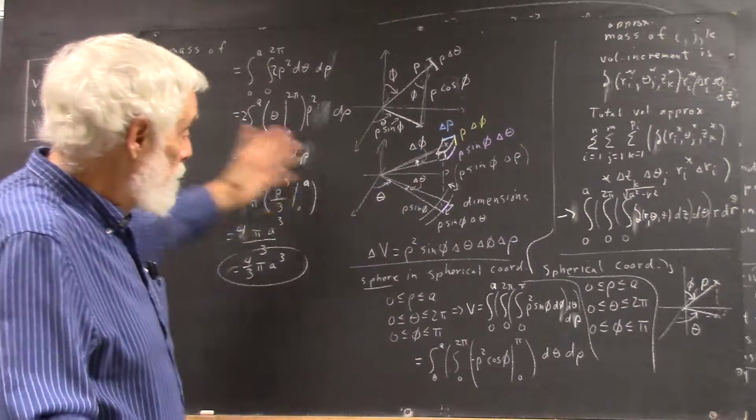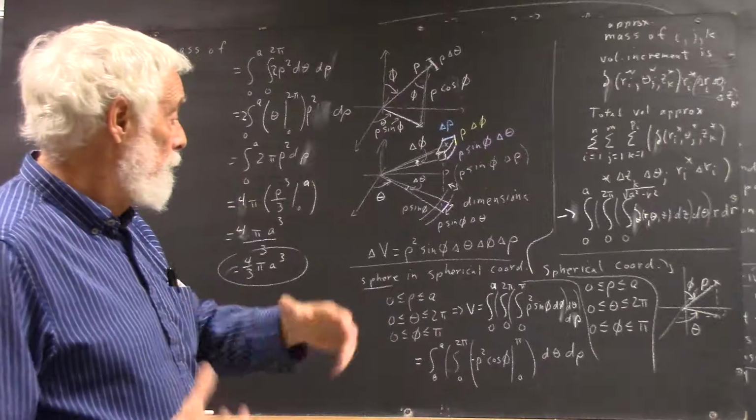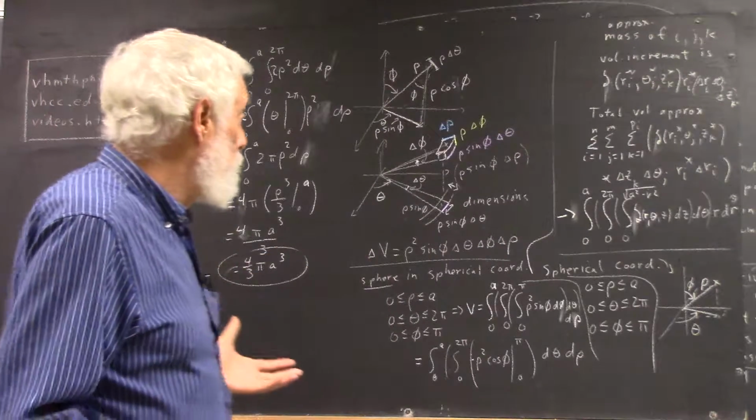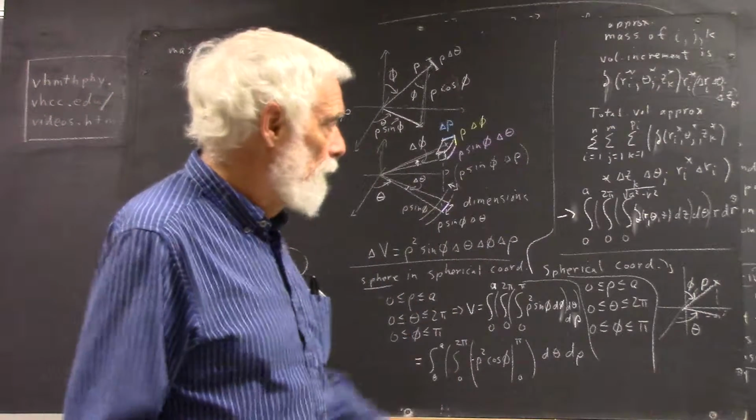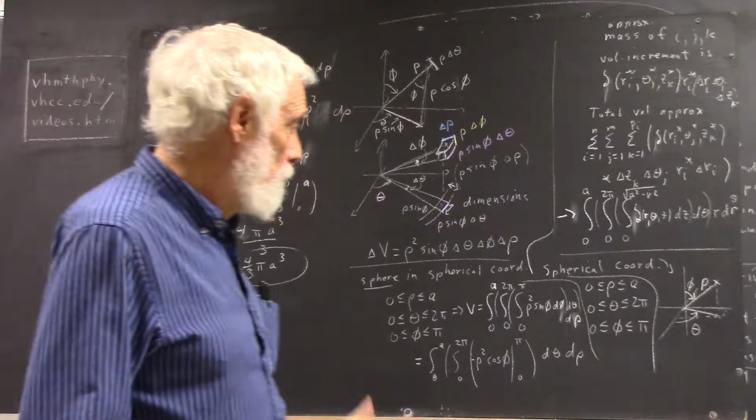Okay. Now, if you have a density function or a moment of inertia, you've got to enter those quantities in the appropriate point, just like we entered the density here, which then multiplied by volume gave us mass.